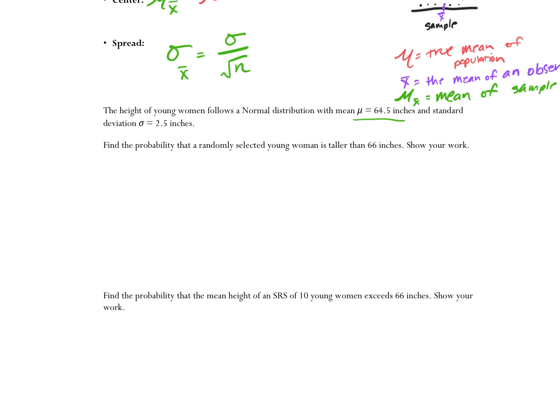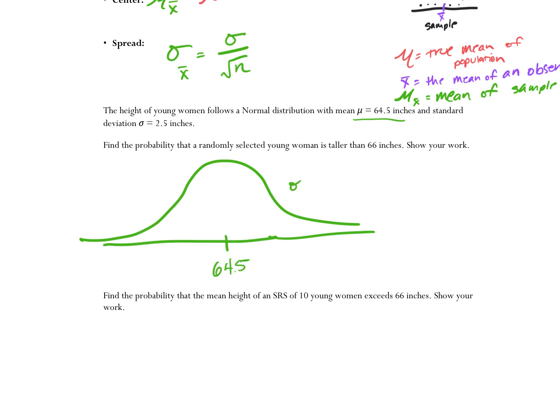Okay? All right. So if I'm randomly selecting a single young woman, heights are normal, the mean is 64.5, the standard deviation is 2.5. What is the probability that a woman is 66 inches or taller? How are we feeling about this picture? And we're just finding the probability that an individual observation is more than 66. This should feel pretty reviewish for you, yeah?